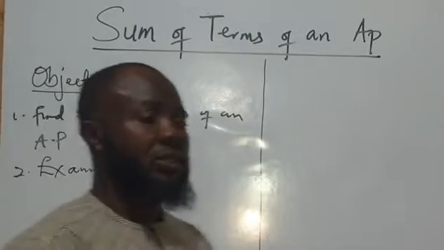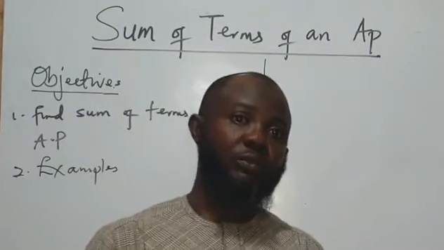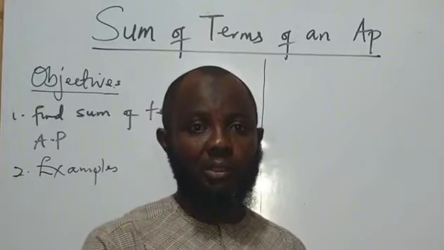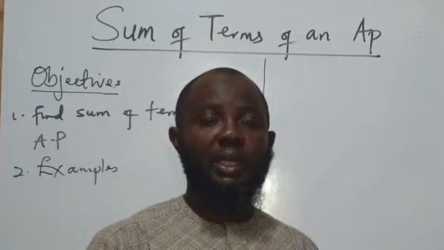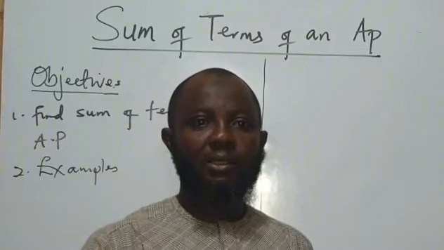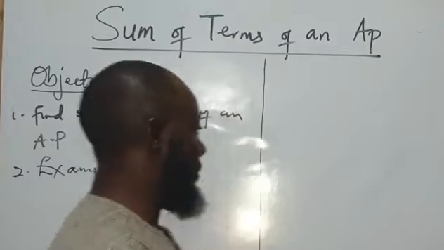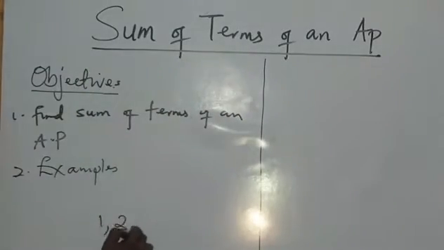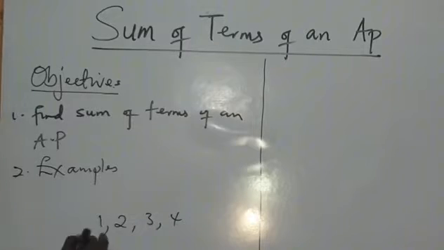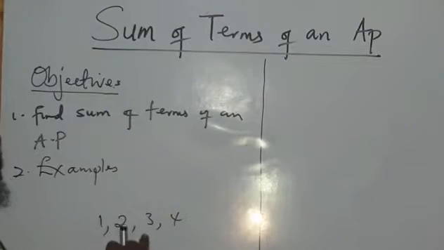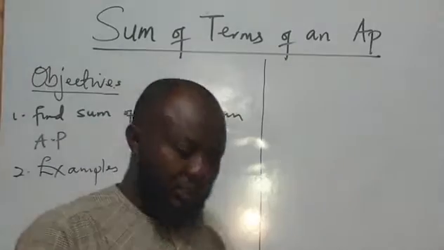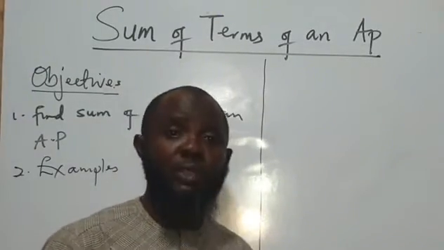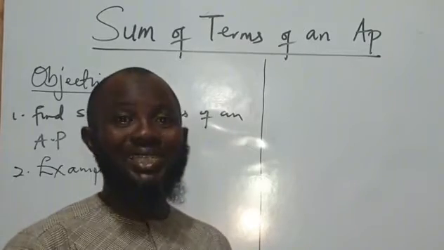So when we talk about the sum of terms of an AP, we've defined what an arithmetic progression is. That is, it is a sequence that has a constant difference between the terms inside. For example, you have 1, 2, 3, 4. So the difference between the first term and the second term, between the second term and the third term, are constant, that is, they are the same. That's why we call it common difference. That is, the difference between the terms must be what? Common. They must be the same.